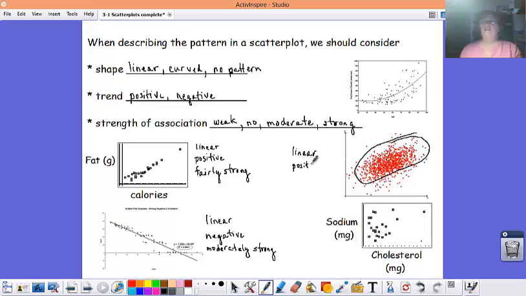Now, it's up to you again how you label the strength of this correlation. I would say that this is moderate at best. Okay, I see the linearness of it, but it's not a real strong linear pattern.